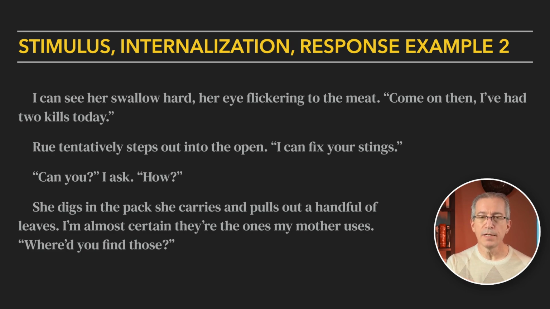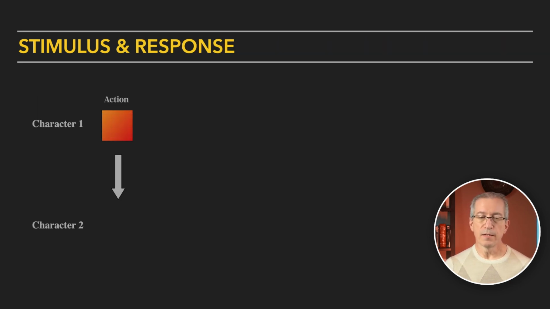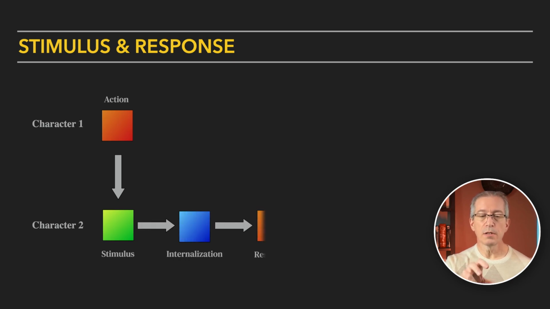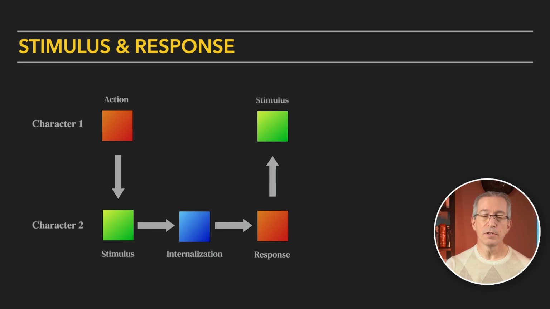Internalizations are a very economical way, an effective way, to reveal more about the character, their past, their hopes, their desires, and so on. So instead of that simplified back and forth, we have something like this. We have an action on the part of one character that becomes a stimulus on the part of another character that leads to some internalization and then a response, and that becomes a stimulus for the other character. And so we have that kind of back and forth. It's more realistic, more economical, gives a better view of the protagonist.